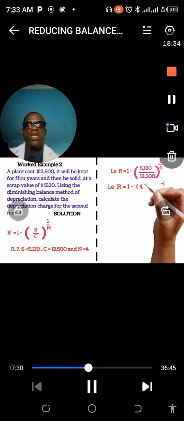Bracket first, we do the one in the bracket first. After doing the one in the bracket, then we take the root before we minus the result from 1. So there we go. 5,120 over 12,500 will give us 0.496. It is 0.496 raised to power 1 over 4.